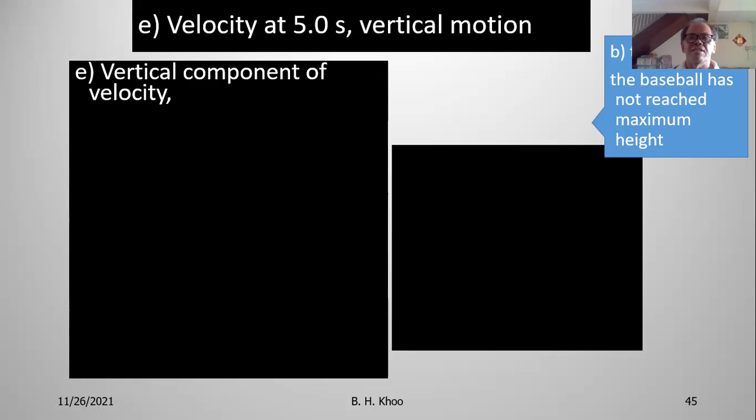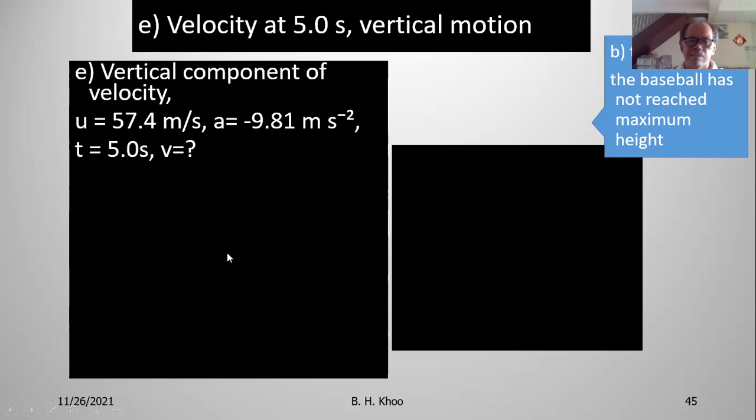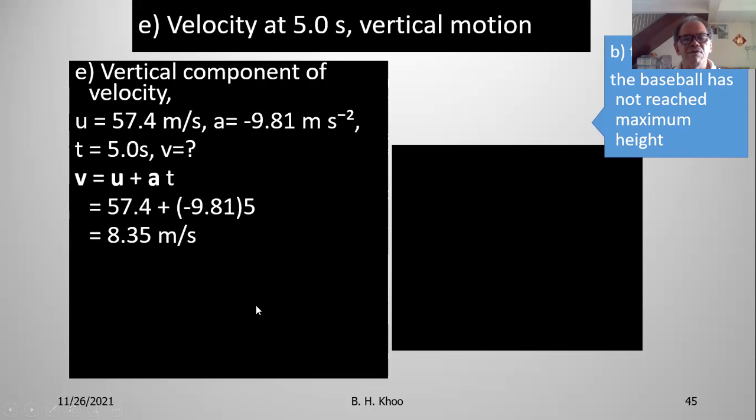The horizontal component is the same. Right? We want to find the vertical velocity. Consider vertical motion. Initial vertical velocity. We take upwards as positive, so our g is 9.81 downwards. Right? We want the velocity at 5 seconds. Calculate your vertical velocity, V equals U plus at. U is that, plus a is minus 9.81, times 5. In the calculator, calculate that out. Right, so we have calculated the vertical velocity, 8.35.